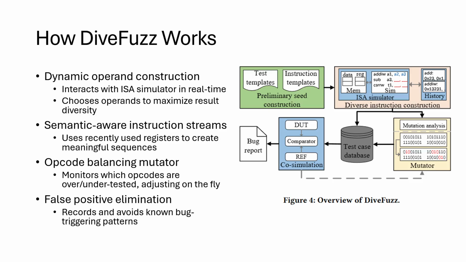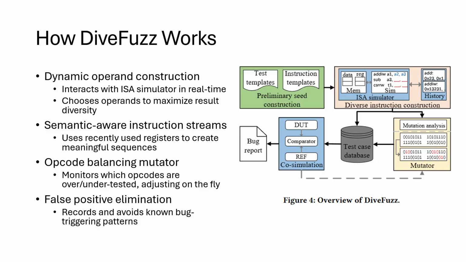So keeping track of these recently used registers and creating data dependencies between the instructions allow us to actually traverse the states in the CPU and to hit more coverage and deeper states in the CPU.